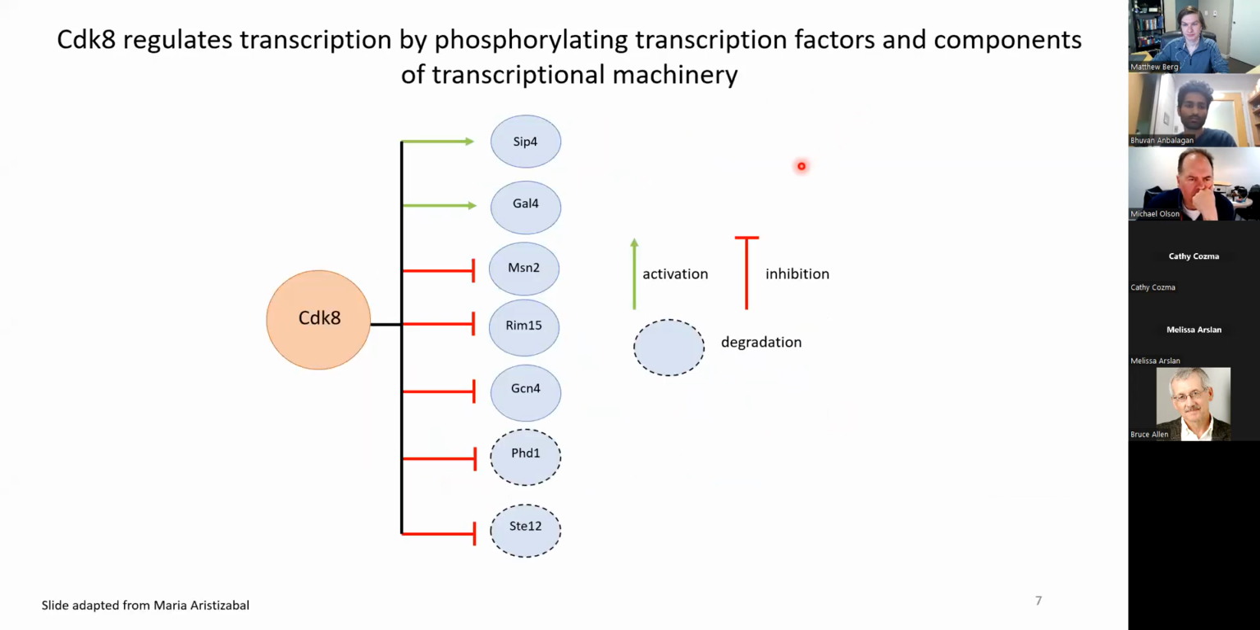complex. So CDK8 regulates transcription by phosphorylating transcription factors and components of transcription machinery. And depending on the protein it phosphorylates, it might lead to activation or inhibition of the target genes. And sometimes it does this by targeting the proteins for proteasomal degradation.